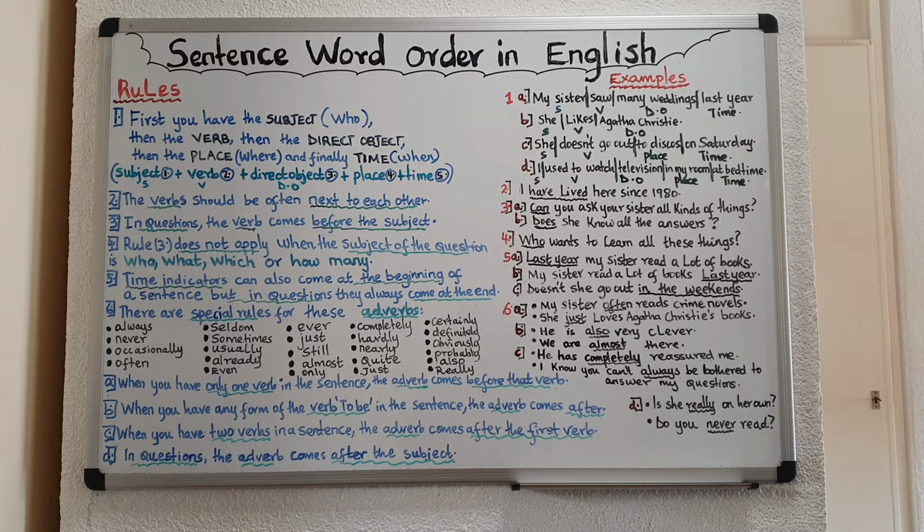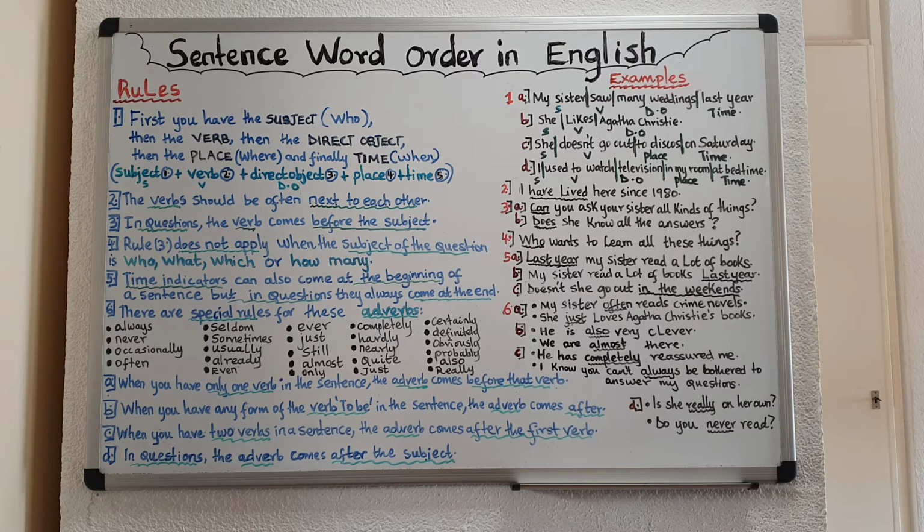1a. My sister saw many weddings last year. My sister is the subject, that is S. Then you write the verb. The verb is saw. And then you write the direct object, and that is many weddings. And then finally you write the time, okay? That is when. It is last year.